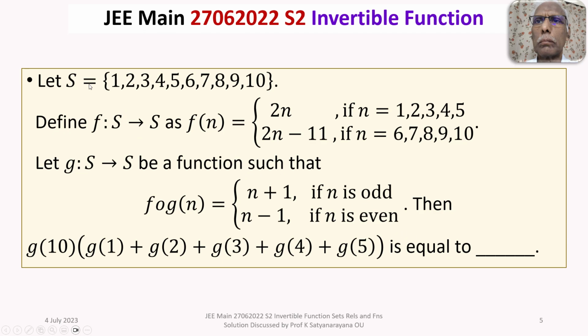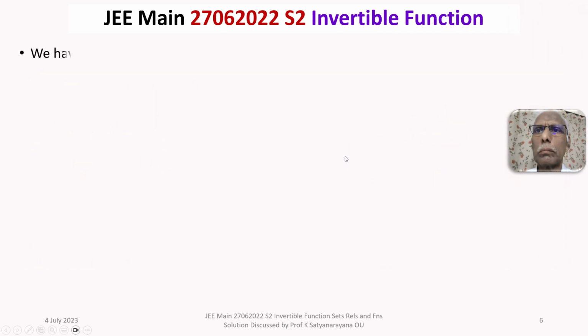We are given a set S consisting of the elements 1, 2 up to 10. We are given a function f from S to S defined like this, and we are also given a function g from S to S such that f compose g of n is this one. We are required to find the value of g of 10 multiplied by, in brackets, g of 1 plus g of 2 plus g of 3 plus g of 4 plus g of 5. Let's now discuss the solution of the problem in detail.